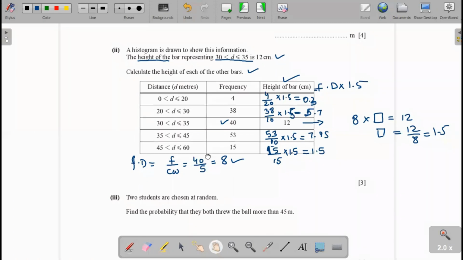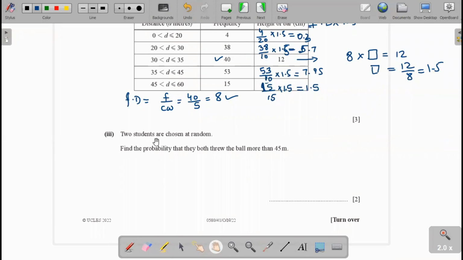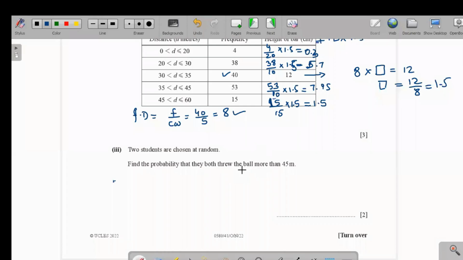Now go to the next part of this question. You see here two students are chosen at random. Find the probability that they both threw the ball more than 45 meters. You see here the number of students who threw the ball more than 45 meters. These are the students: 15 students threw the ball more than 45 meters. Therefore, two students are chosen.